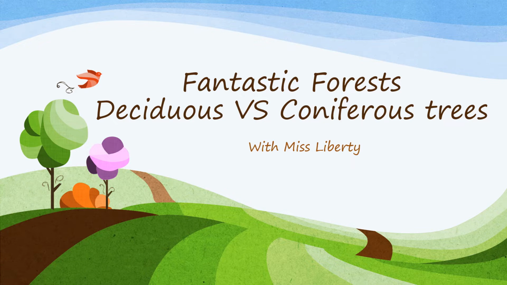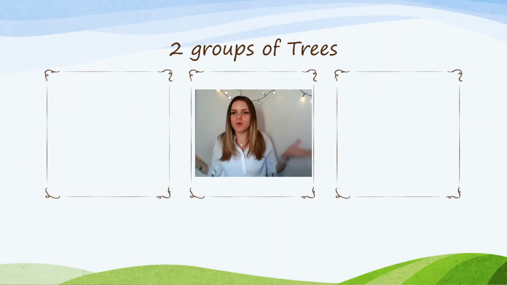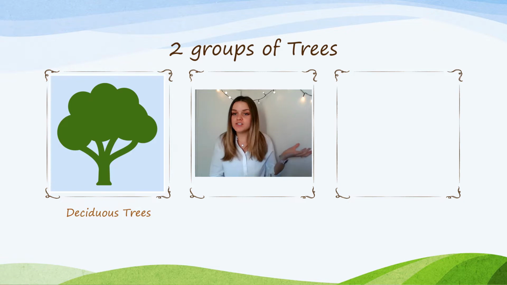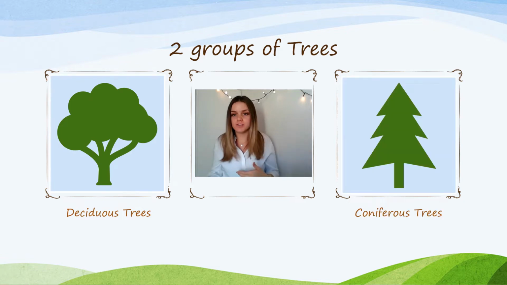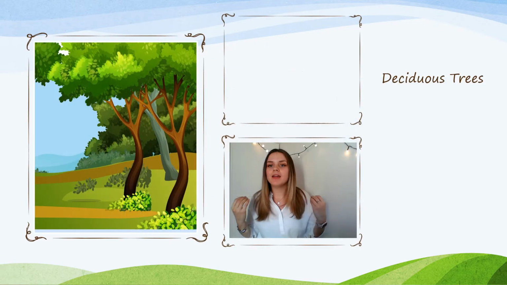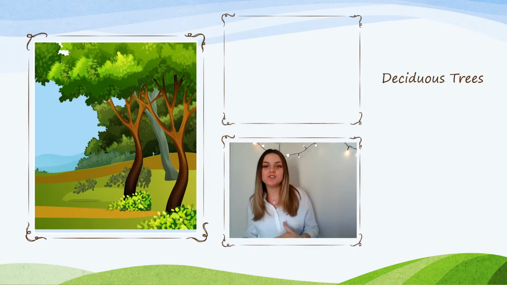This video will be looking at deciduous versus coniferous trees with Miss Liberty. Now, I'm sure you have all seen a tree before, but what you might not know is that trees can be divided into two main groups. There are our deciduous trees and our coniferous trees. So throughout this video, we're going to take a little bit of a closer look at what makes these trees different. And in following videos, we'll look closer at the different trees in each category. Now we are going to start by looking at deciduous trees.